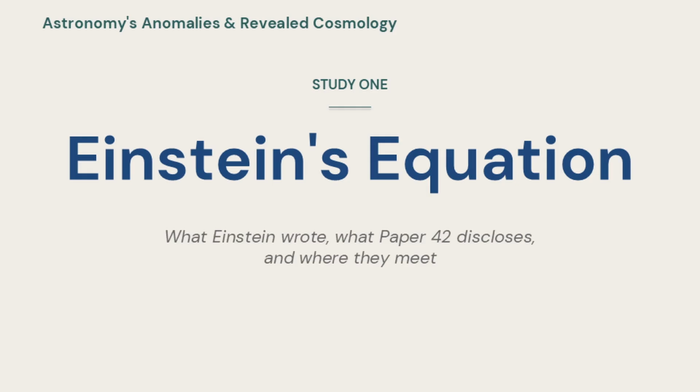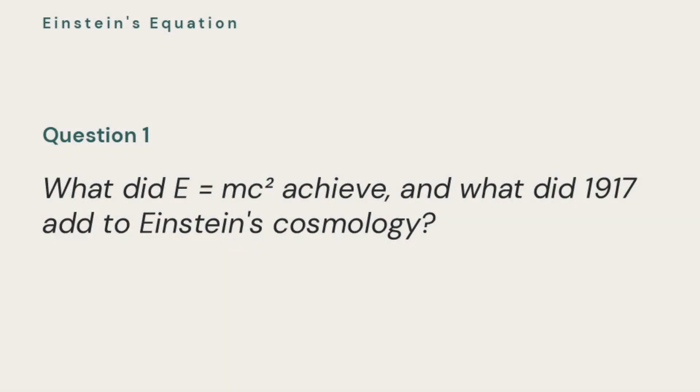Study 1, Einstein's equation. This is a question and answer study comparing Einstein's mass-energy equation with the energy equation disclosed in Paper 42 of the Urantia Book, and naming the 1917 assumption that Study 2 will examine. Question 1. What did E equals mc squared achieve, and what did 1917 add to Einstein's cosmology?